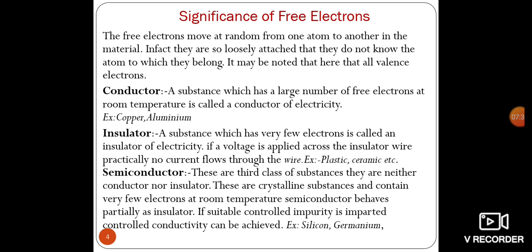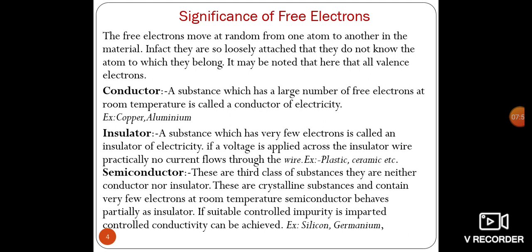Examples: plastic, ceramics, etc. For cables, the insulation material we use is plastic, and for bushings and isolators we use ceramics.